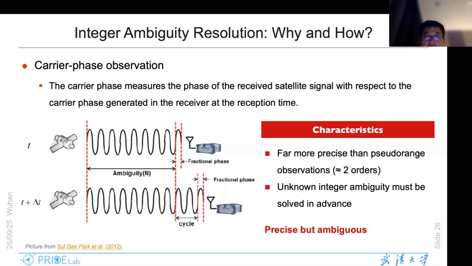So this will pose a big threat to your processing. Whenever you determine the ambiguity parameters to an incorrect number, your solution will be biased and you cannot achieve centimeter-level positioning, not to mention millimeter level. So this is the biggest challenge that we need to understand before we talk about the ambiguity resolution capability of precise point positioning.